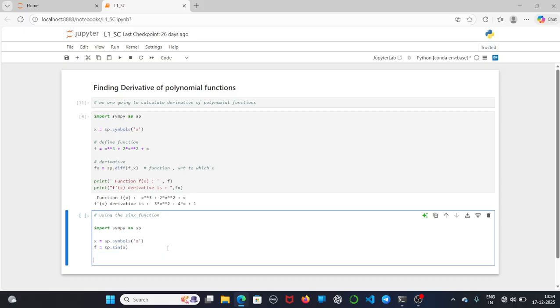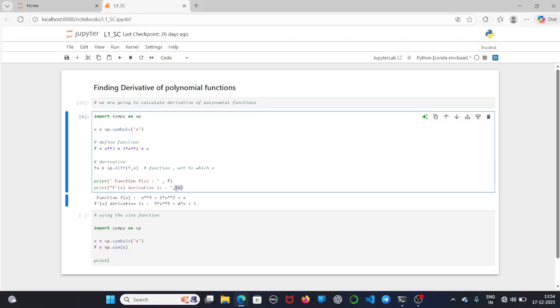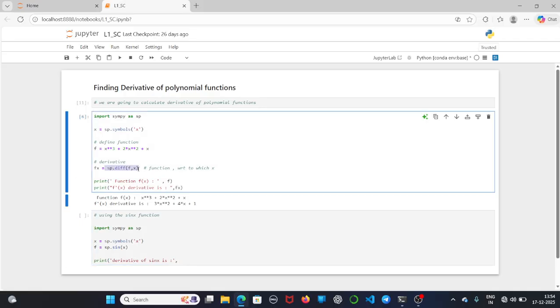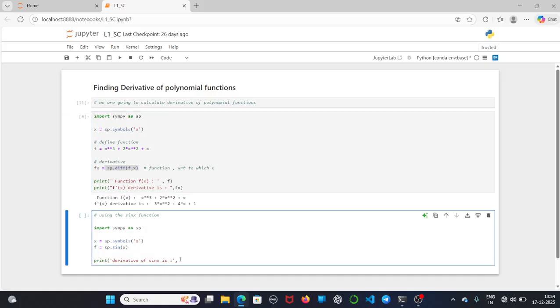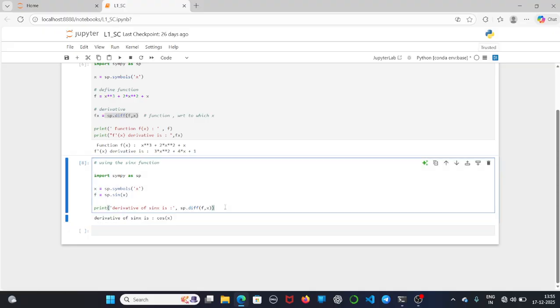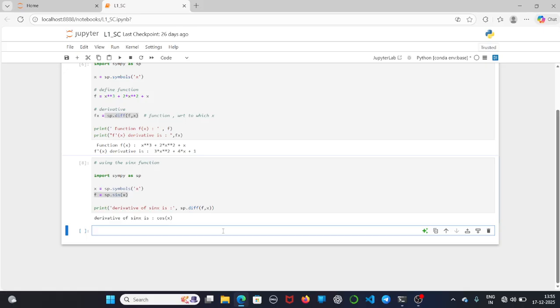If I calculate the derivative of it and print, instead of fx, I can directly print it, right? I can write here derivative of sin x is, and write this thing as it is over here instead of storing it into any variable, right? And close the bracket. The derivative of sin x is cos x, we all know. And shift enter, I can get cos x, right? So this is the program to calculate the derivative of sin x, and this is how you can use sin x, right?